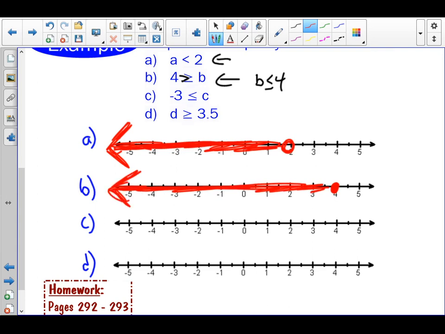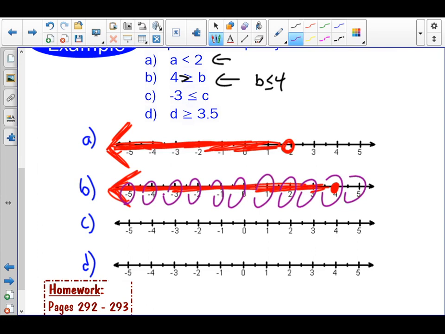When you're doing these for homework, if you don't have these number lines, you're going to just have to make one yourself. And if you do that, just make sure to include a scale. The scale are these numbers down here. Make sure that those numbers are on your number line so it's clear what numbers you're talking about.